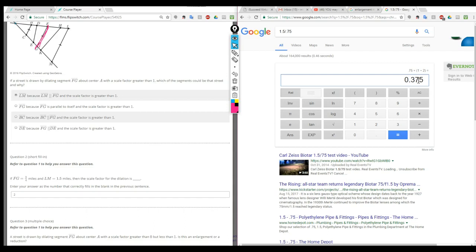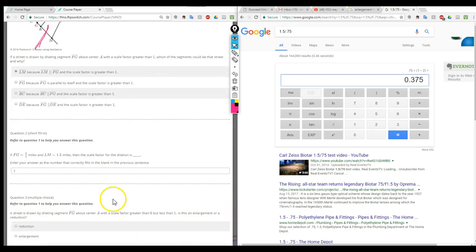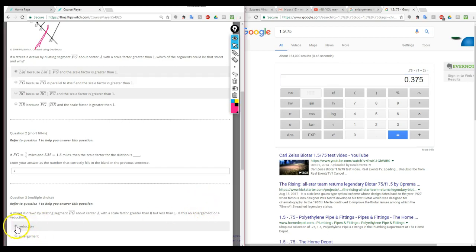Reduction means smaller. Enlargement, larger, means bigger. So is 0.375 larger or smaller than 0.75? And it is smaller. So I could think my way through this question if I didn't know the definition of an enlargement or a reduction. And that's an example of how to do it. I would write in your notes the definition of an enlargement and a definition of a reduction. So this one is a reduction, which is having a scale factor greater than 0 but less than 1.